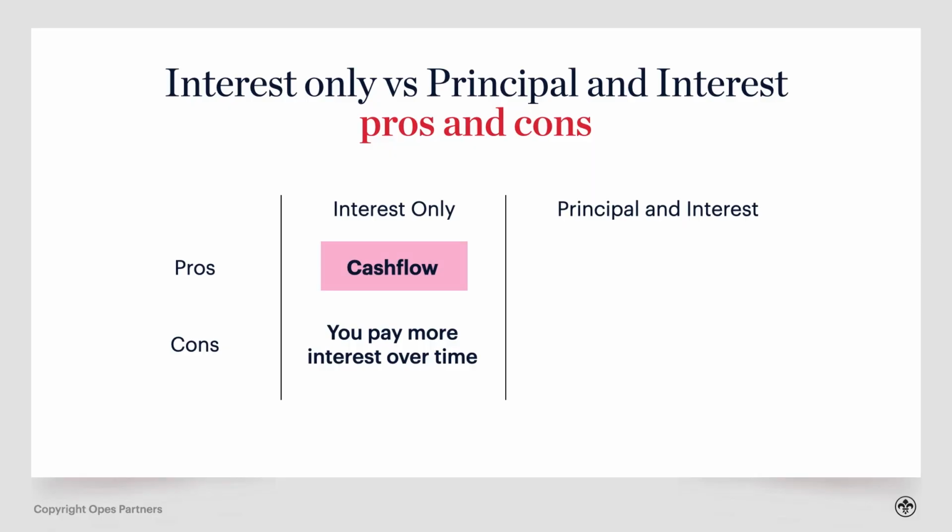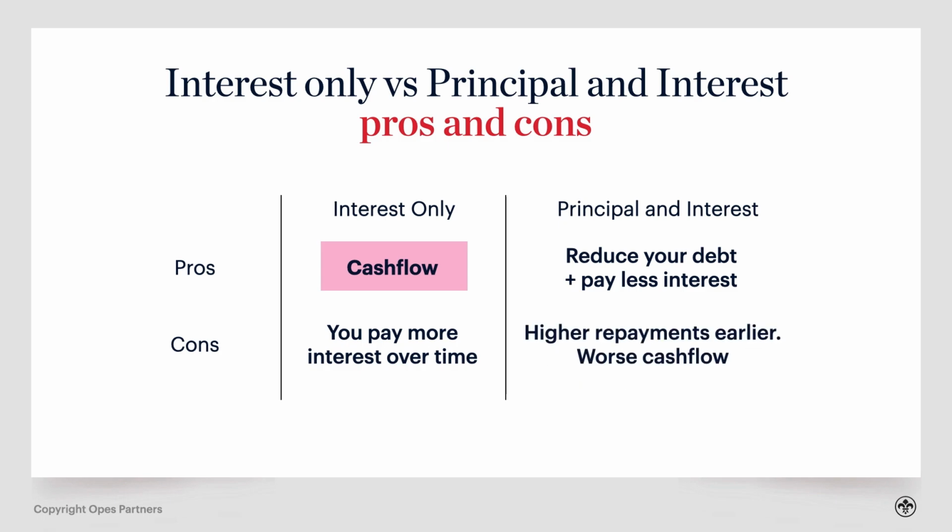So let's again just go through these pros and cons. Interest only, really good cash flow, but you're going to pay more interest over time. P&I, well, great thing, you're going to be reducing your debt, but you're also going to pay less interest. What's the flip side? What's the con? You're going to have those higher repayments earlier. You're going to have worse cash flow.